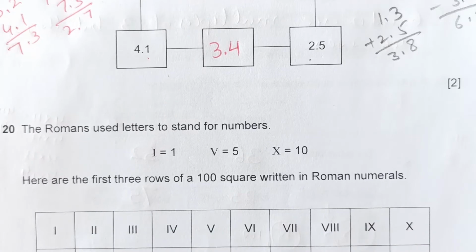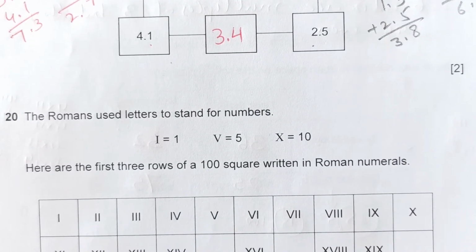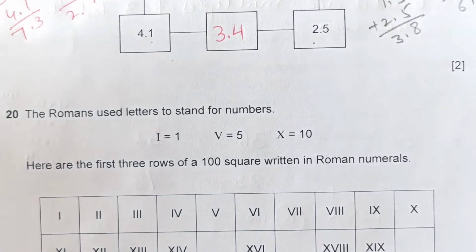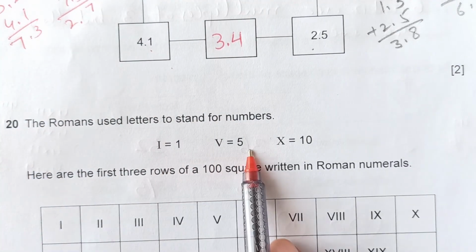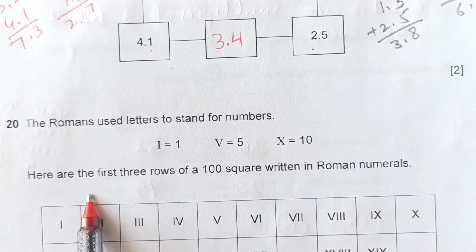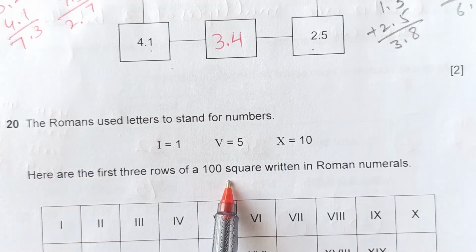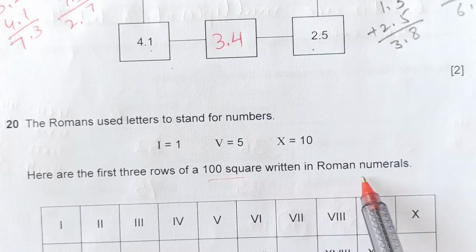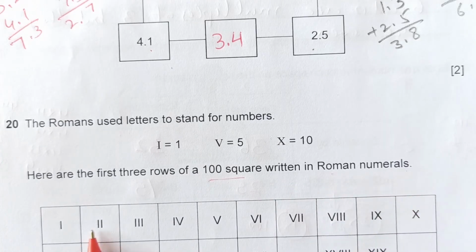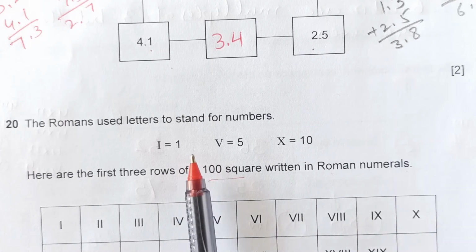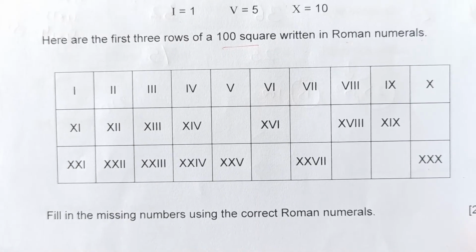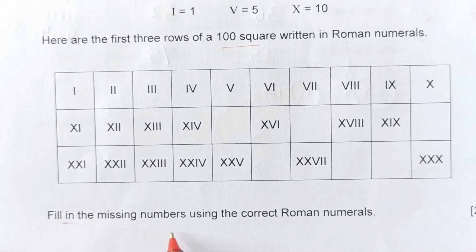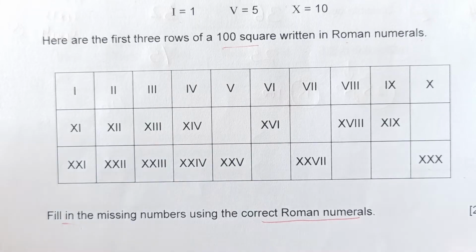Now number 20. The Romans used letters to stand for numbers. I is for 1, V is for 5 and X is for 10. Here are the first 3 rows of a 100 square written in Roman numerals. So you can see 1, 2, 3, 4. These are in Roman numerals. We have these symbols. By using this, we have to find the missing numbers, filling them in using the correct Roman numerals.